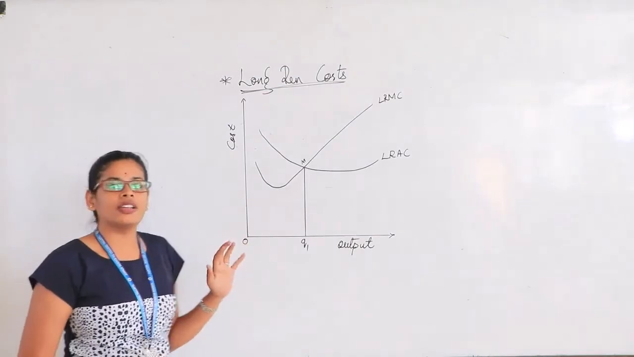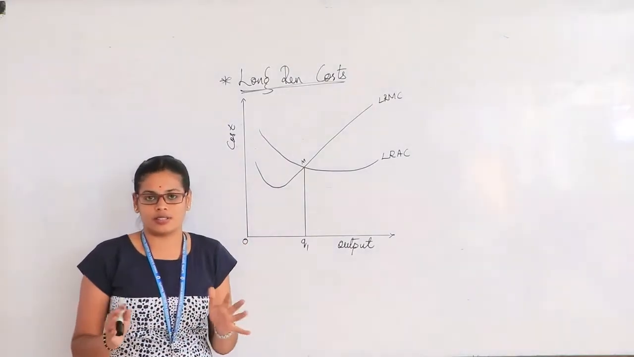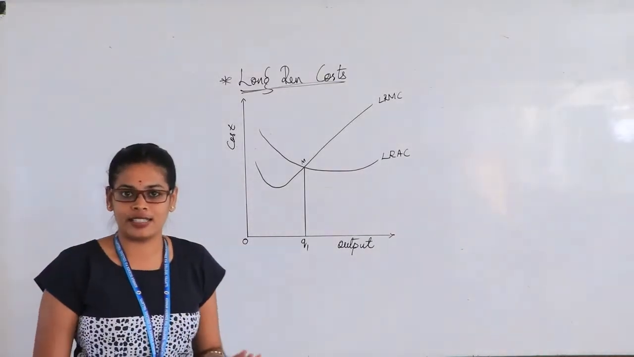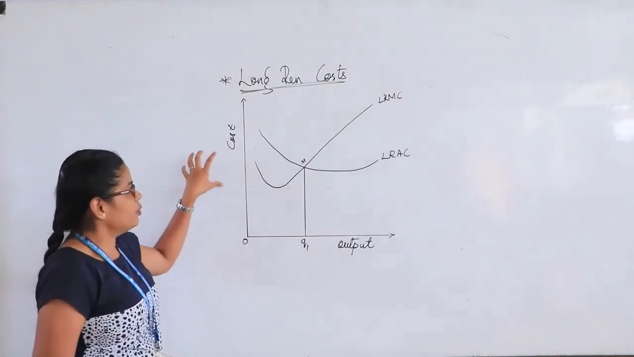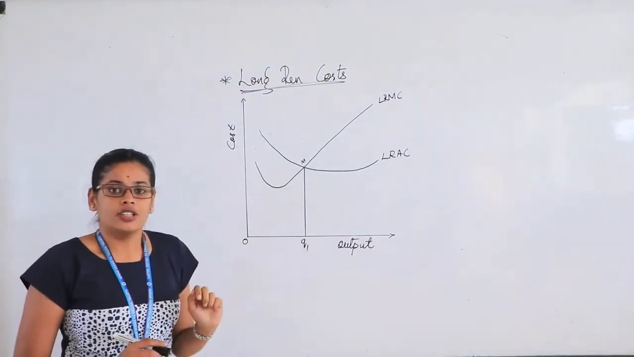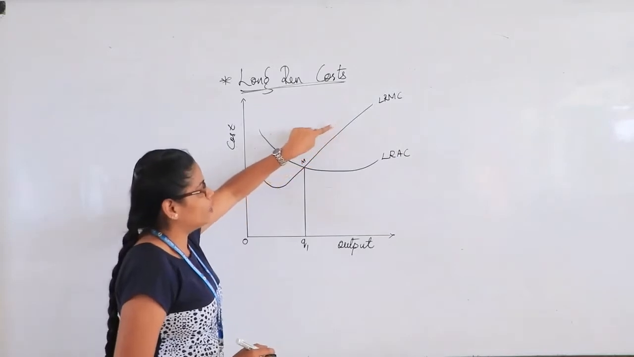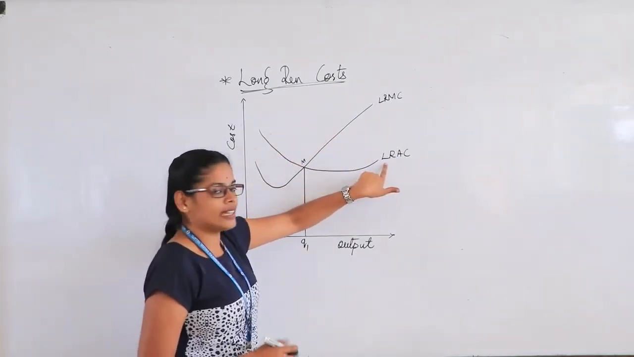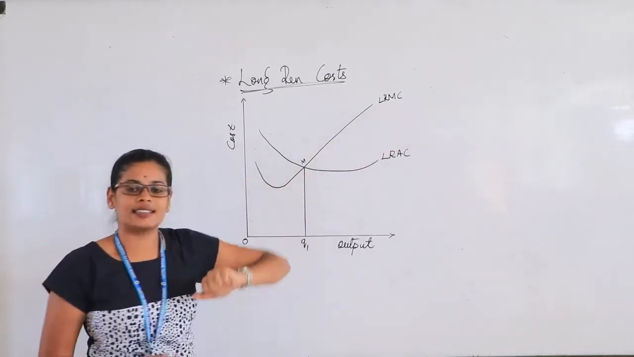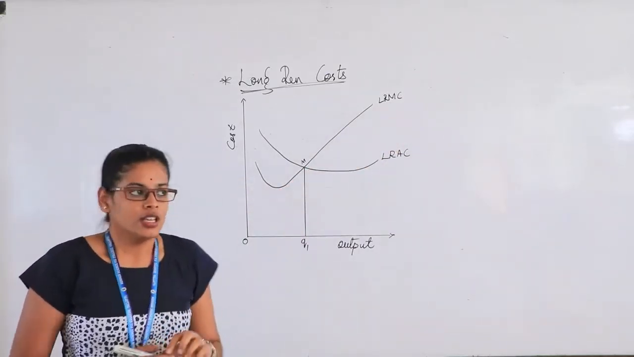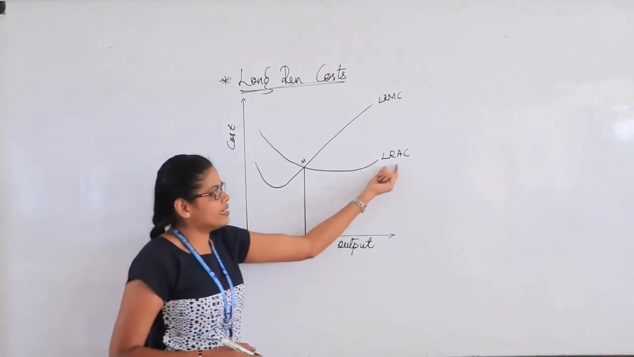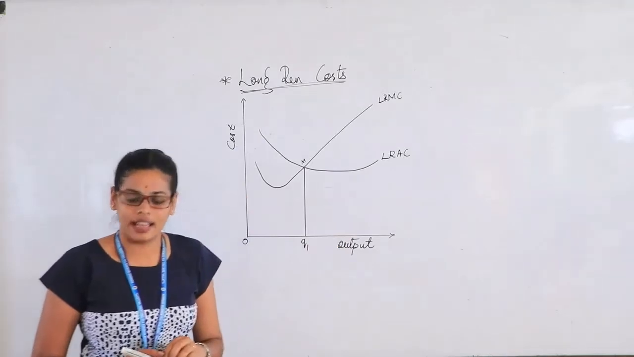So in the long run, you won't find any fixed cost. Here we don't find any of the fixed costs. So in the long run we have only variable cost. Here you can see only two curves. One curve tells us about the average cost and the other curve tells us about the marginal cost. So when we are talking about these two curves, what is this long run average cost?